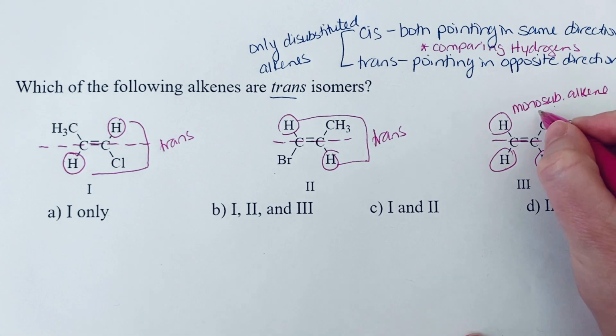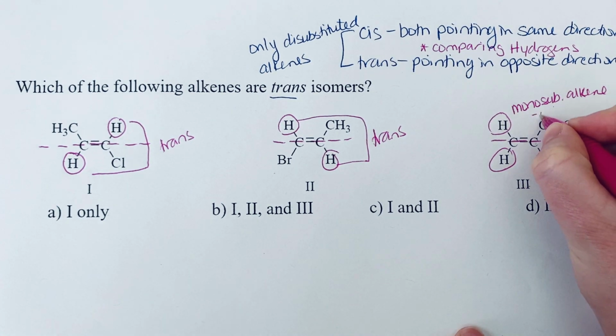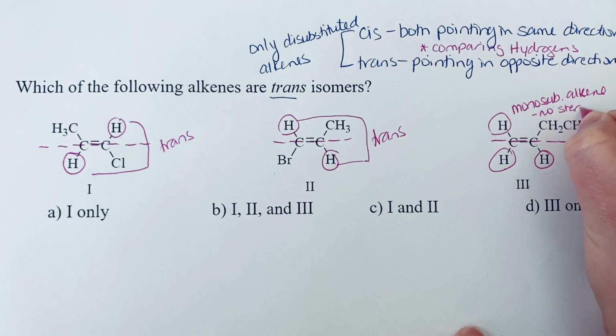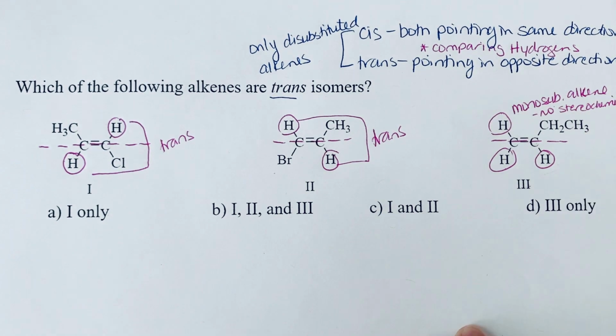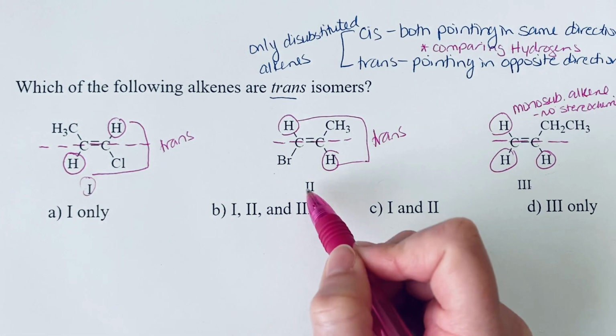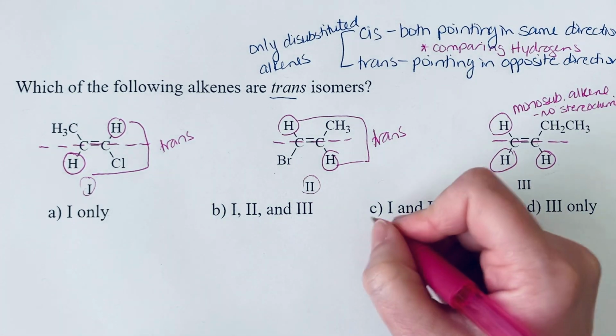So your monosubstituted alkenes don't have stereochemistry. So we don't have to worry about stereochemistry here. So that means that we are looking at 1 and 2. So that is option C.